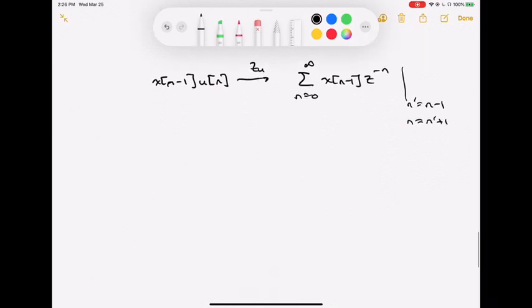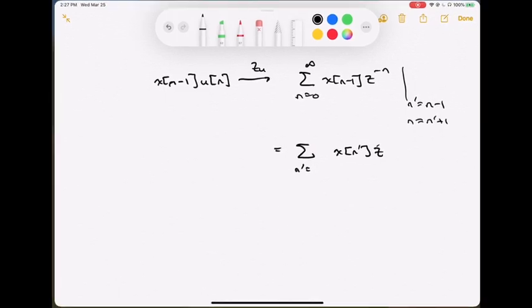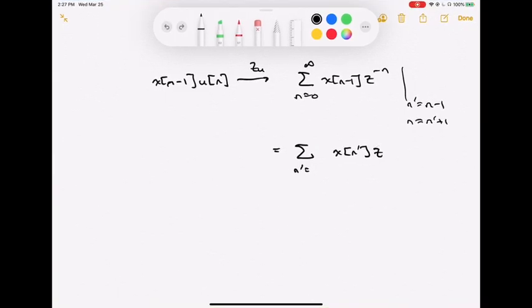Go ahead and make those substitutions, and I'm going to get a summation on n prime. We'll talk about the limits in a minute. But then I'm going to get x of n prime, and a z to the minus n. Well, what is n? n is n prime plus 1. So I'm going to get a z to the minus n prime, and a z to the minus 1 in there. Now, when I think of the limits, my original lower limit on n was 0. So when I find the corresponding limit on n prime, 0 minus 1 gives me a lower limit of minus 1, not 0 now.